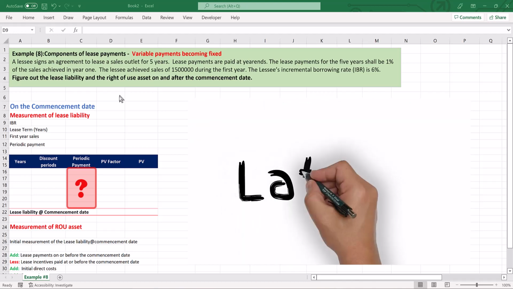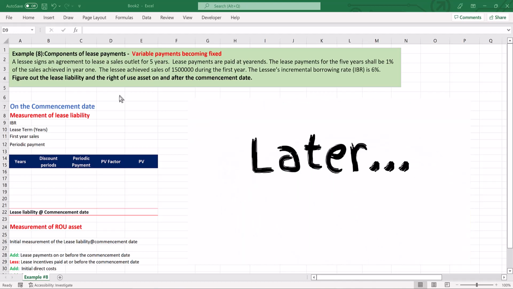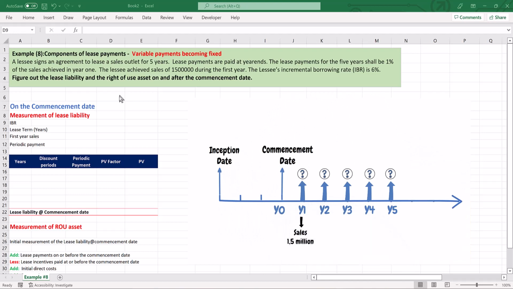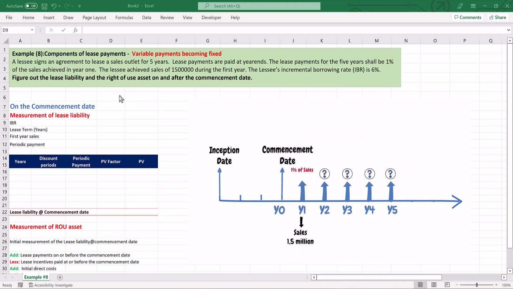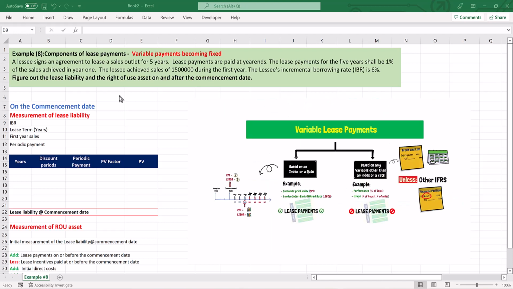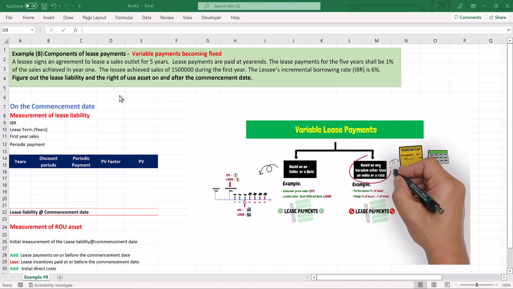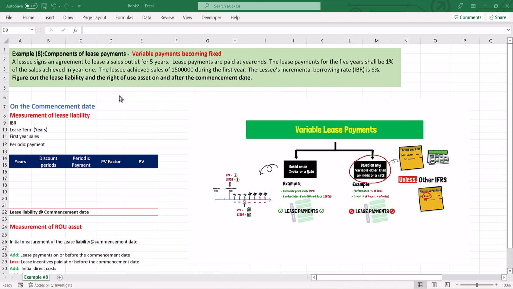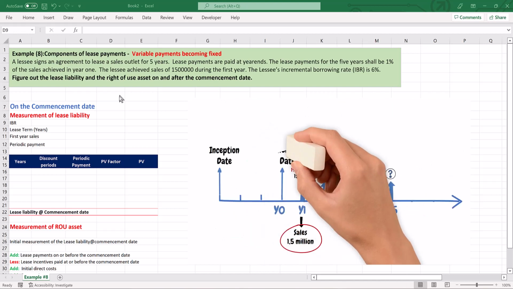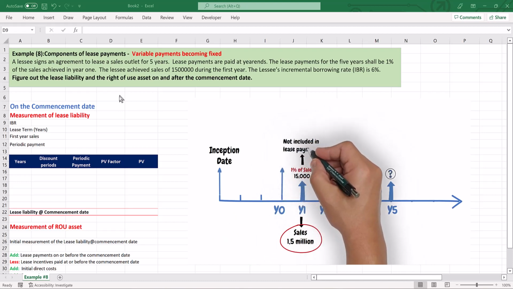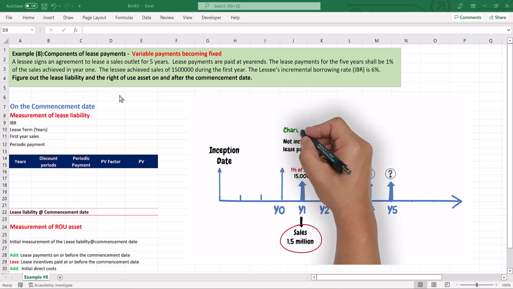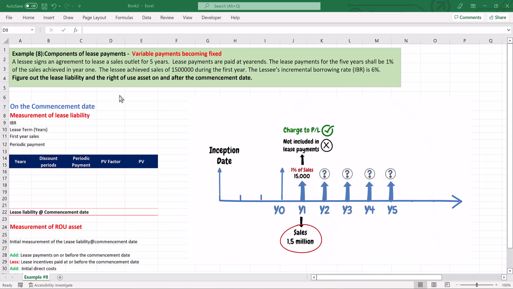Later at the end of year 1, sales achieved during the first year were 1,500,000. So, the lease payment for the first year equals 1% of 1,500,000 sales, which is 15,000. But since this payment is based on a variable other than a rate or an index, which is sales in this example, the payment for the first year is not included in the measurement of the lease payments. Instead, it is charged to the profit and loss.